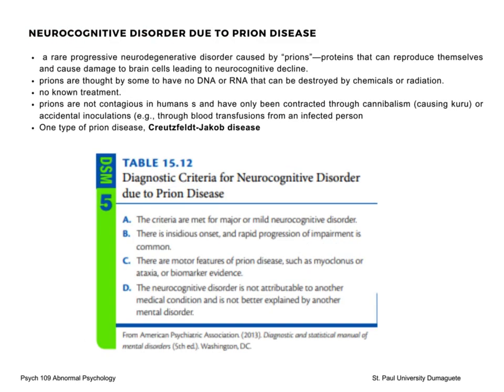Next, we have the neurocognitive disorder due to prion disease. This is a rare progressive neurodegenerative disorder caused by prions, proteins that can reproduce themselves and cause damage to brain cells, leading to neurocognitive decline. Prions are thought by some to have no DNA or RNA, and cannot be destroyed by chemicals or radiation. There is no known treatment. Prions are not contagious in humans and have only been contracted through cannibalism, causing kuru, or accidental inoculations through blood transfusions from an infected person.